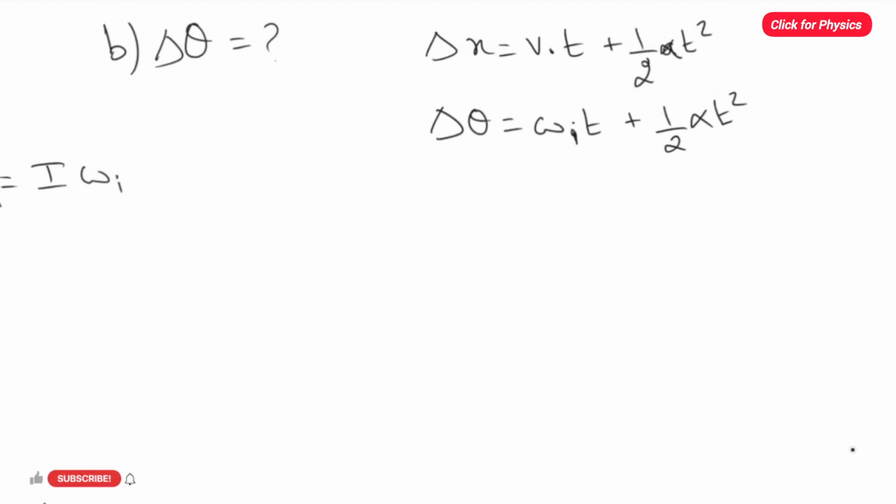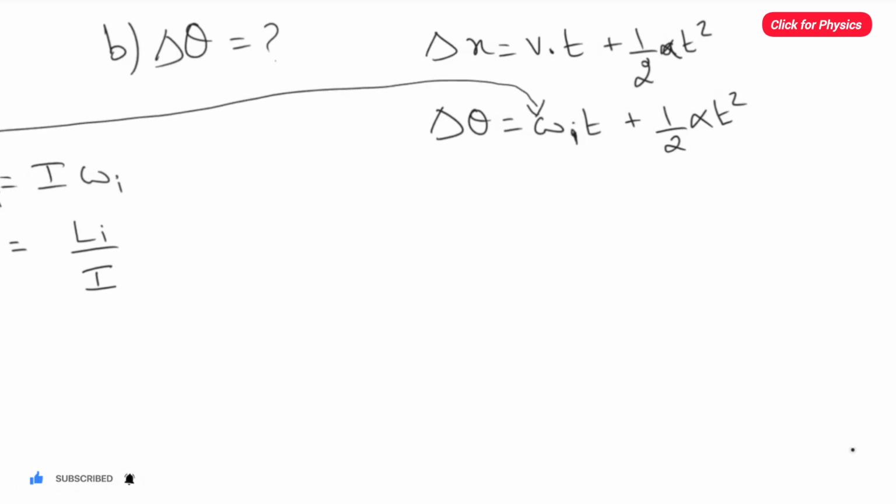Therefore, omega I, which is equal to Li divided by I. Correct? So what I am going to do, I am going to take this term and substitute this formula here. And likewise for this alpha, I can use the Newton's second law form of rotation, right? So what we studied, torque tau is nothing but I multiplied by alpha. So I am going to rearrange this equation in terms of alpha. Therefore, alpha is equal to torque tau divided by I.